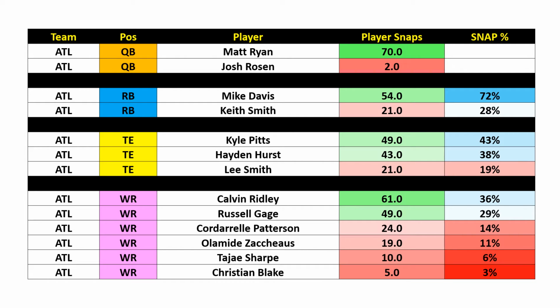Matt Ryan, looks like Davis is the show, but Kevin Smith is the backup. Pitts and Hurst almost sharing equal. I'm not sure people had thought that, but it wouldn't surprise me if that continues so the pie can get split. Ridley's 36%, not bad. Gage at 29. So these were the top two. I think that was probably not a surprise there.